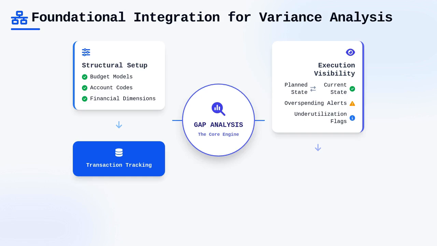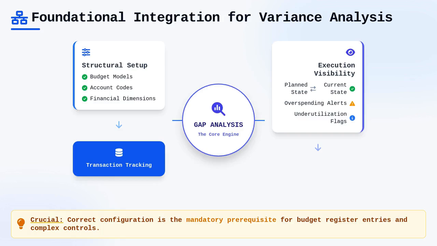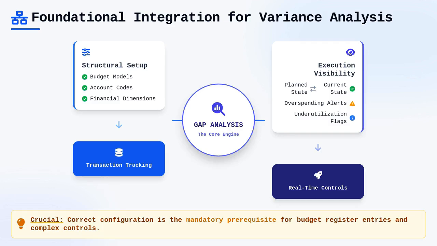This alignment allows users to see, at any given time, the difference between the planned financial state and the current execution state within the general ledger. Mastering this structural foundation is the prerequisite for moving on to more complex topics like budget register entries or real-time budget controls.